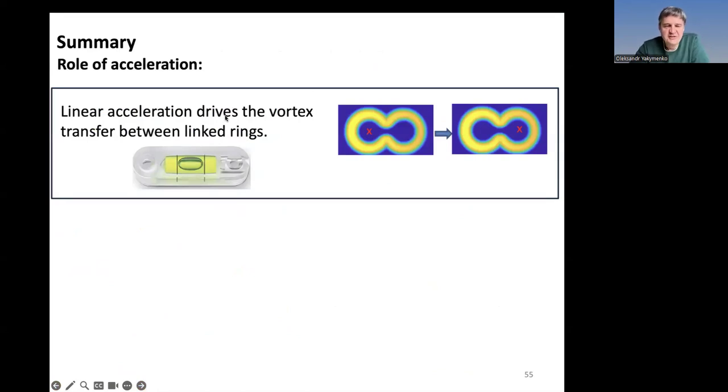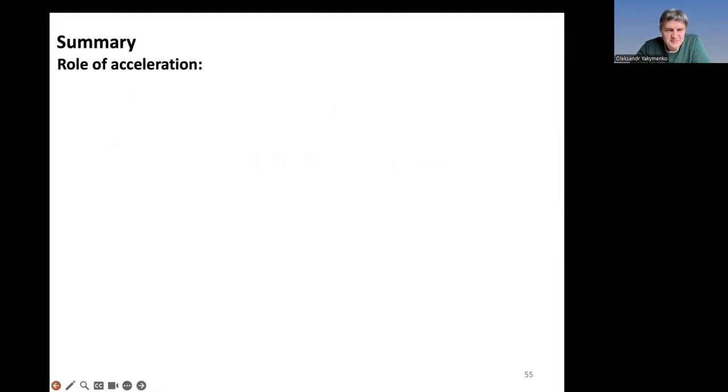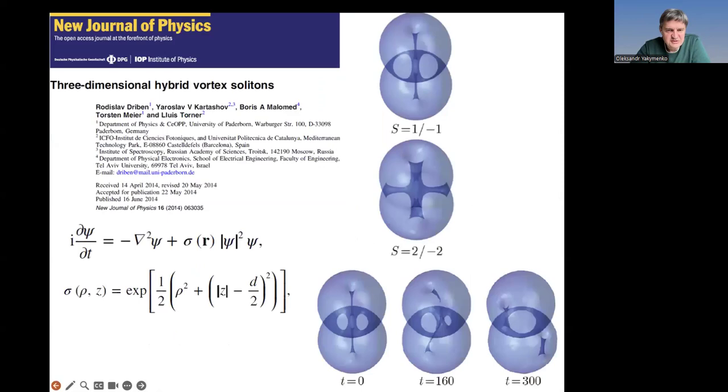The message is that if you have the external acceleration, then you make the vortex transfer from one ring to another ring due to the density perturbation. And this resembles the well-known instrument when you consider a surface and you want to avoid some additional bias, you can use this bubble level. In this case, the bubble level is the analog of this system, but instead of a bubble, we have the vortex. But okay, let's come back to this.